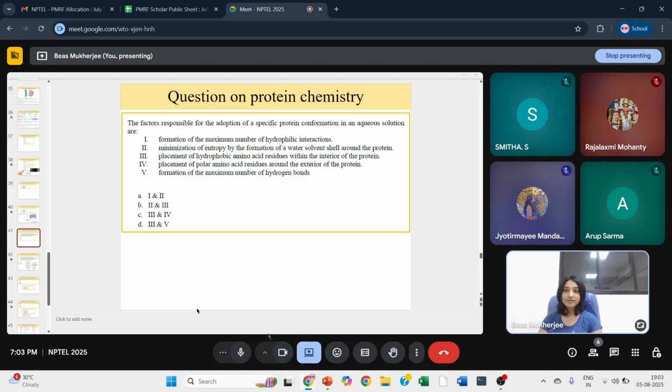It will come up. So see, formation of the maximum number of hydrophilic interactions, minimization of entropy by the formation of a water solvent shell around the protein, placement of hydrophobic amino acids within the interior of the protein, placement of polar amino acid residues around the exterior of the protein, formation of the maximum number of hydrogen bonds. Which one do you think would be the right answer?